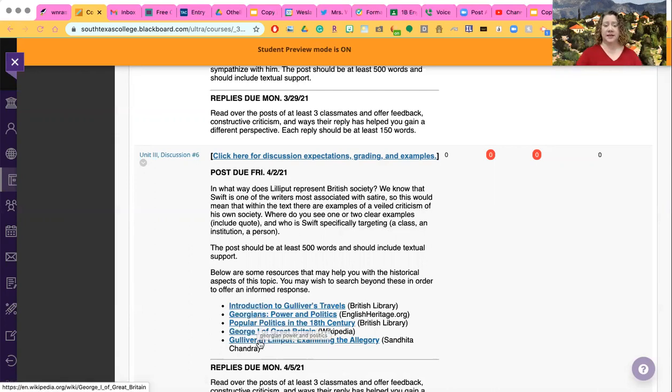I also put some links down here. I mentioned this last time. There's some links down here that might help you understand what was going on in Swift's time, so that you can see how he is satirizing his society. So that's why I mentioned those 3 comparisons between Lilliput and real Britain, so that you can start to see some of those connections. But you should look for more of them and try to gain a basis for what he's trying to say about society on multiple levels.